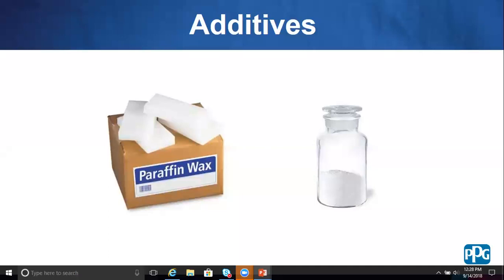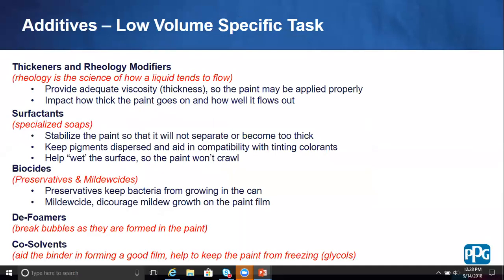So let's talk about additives. Again, additives are low volume products that do a specific task. In the manufacturing of paint, we have things called thickeners or rheology modifiers. And rheology is the science of how a liquid tends to flow. These things are usually added very late in the manufacturing process because it's easier to mix everything up if the paint is very thin. So at the very end, we'll add these rheology modifiers to thicken the paint up. And they give you adequate viscosity or thickness so the paint can be applied properly, and they impact how thick the paint goes on and how well it flows out.